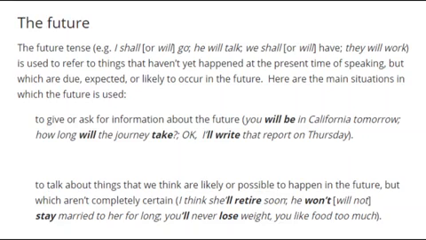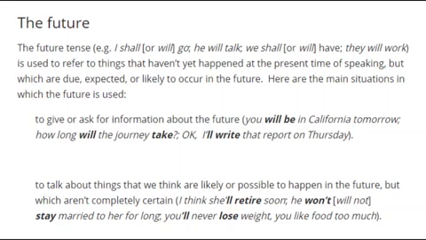Then future tense we also use to talk about things that we think are likely or possible to happen in the future, but which aren't completely certain. For example, I think she will retire soon. He will not stay married to her for long. You will never lose weight. You like food too much. All these sentences express the things that we think are likely or possible to happen in the future.